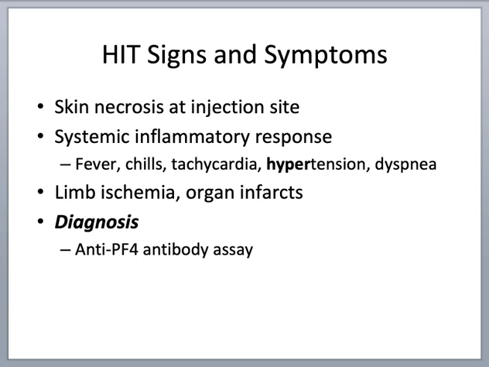With HIT, we can see skin necrosis at the injection site. This may produce a sepsis-like picture with fever, chills, tachycardia, but hypertension instead of hypotension, which we might usually see with sepsis, as well as dyspnea. The thrombi can cause limb ischemia as well as organ infarcts. We make the diagnosis with one of the specific coagulation tests for anti-platelet factor 4 antibody.